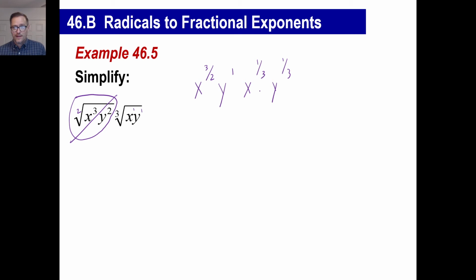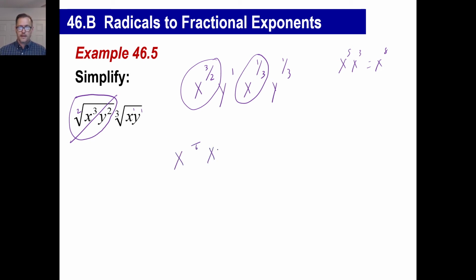The only thing we have to do now is to add these together. We need to get this x together, and we need to get that x together. We already know if we have x to the 5th times x to the 3rd, that's going to be x to the 8th. Well, we do exactly the same thing. We add them. Common denominator is 6. So we have x to the something over 6, x to the something over 6. This will be 9 over 6. This will be 2 over 6, right?